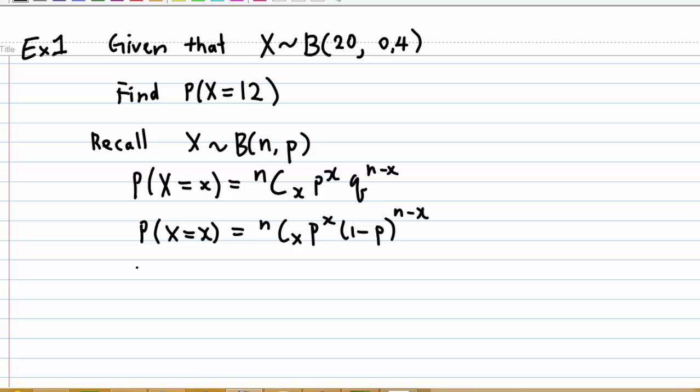So the probability of X equal to 12 is equal to 20C12, p is 0.4 power 12, and then 1 minus p is 0.6, and power 8, because 20 minus 12 is 8.